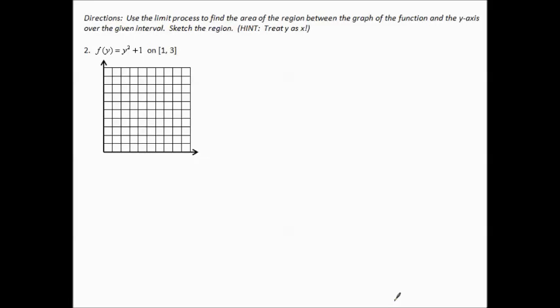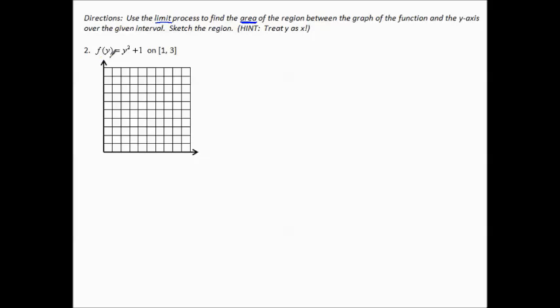In this second example, the directions tell us to use the limit process to find the area of the region between the graph of the function and the y-axis over the given interval. Notice they're telling us how to do it, and finding the area, not approximating the area, finding the exact area over the given interval.